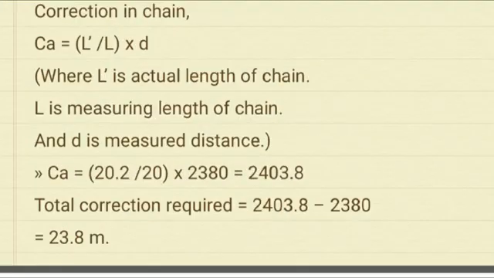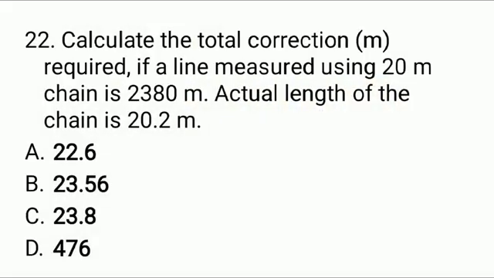Our correction formula is the correct length is L dash by L into D, where L dash is the actual length of the chain, L is the measuring length of the chain, and D is the measured distance. So the correct length is 20.2 by 20 into 2380, that is equal to 2403.8. So total correction required is 2403.8 minus 2380, so our answer will be 23.8 meter. So our answer will be C here.